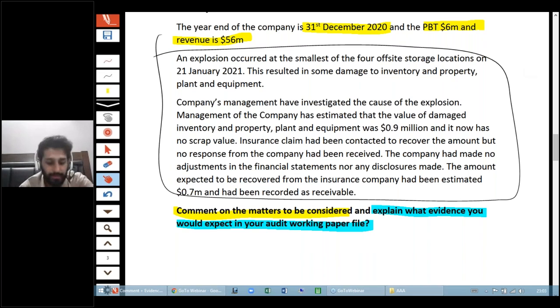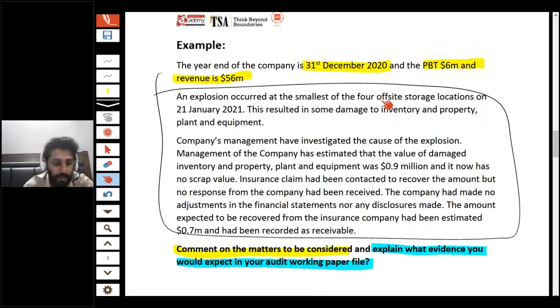Yes. Now I will be reading it out. An explosion occurred at the smallest of the four offsite locations in January 2021. That is after the year end. And this is the event.